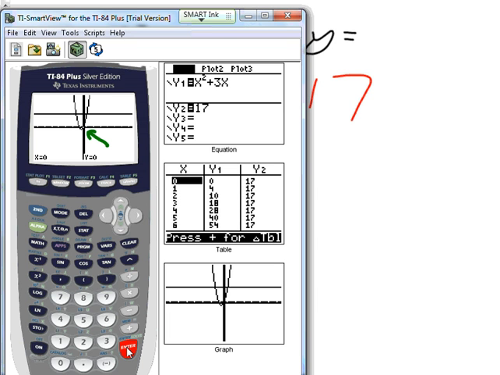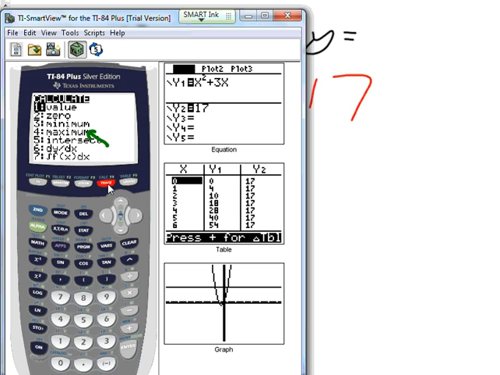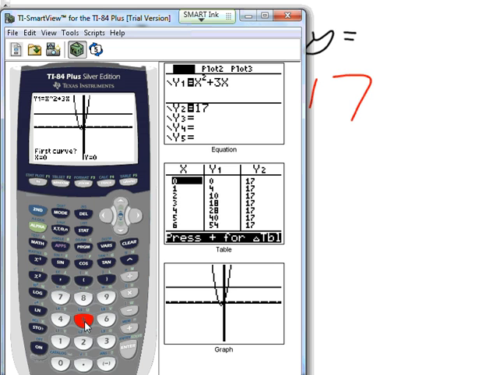Now, to see where the two things cross, I use intersect. I go second, calculate, the intersect point. The intersect is number 5. There we go. And it asks first curve. Am I on the first line that you want to see about? And yes, you are. And now it moves up to the other line and says, am I on the second curve? And yes, you are. And then I arrow over to where I think they cross, right about there. I think it's about 3.4. And the answer is 2.887.